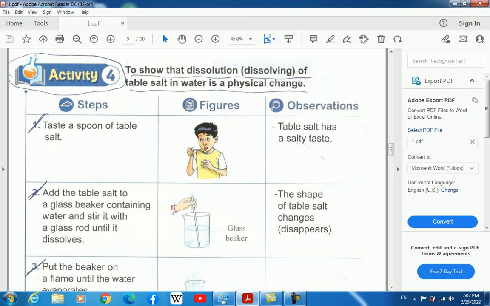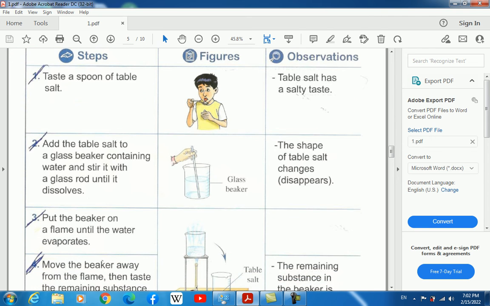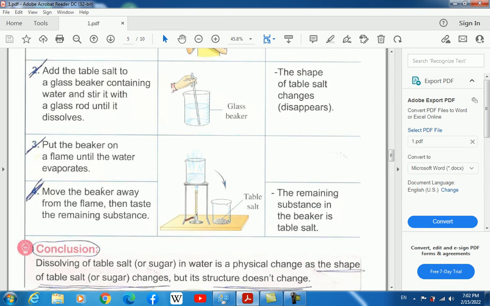Now to the fourth activity, and this activity shows that dissolving of table salt in water is a physical change. And what shall we do? The steps: first of all, taste a spoon of table salt. The observation: the table salt has a salty taste. This is something obvious. Then add the table salt to a glass beaker containing water and stir it with a glass rod until it dissolves. What happened? The shape of table salt changes or disappears.